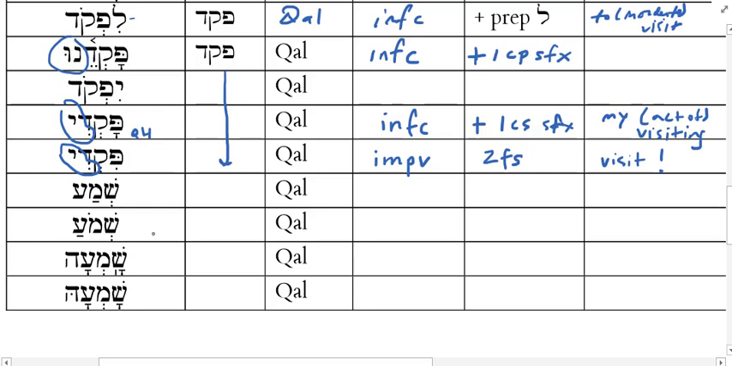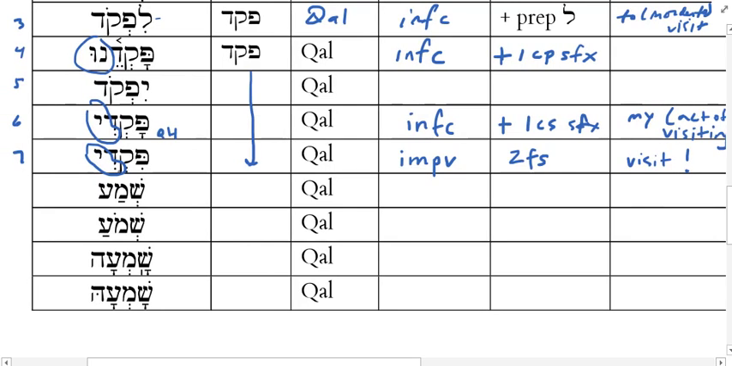Okay? So it's really important that you be able to tell the difference between these two. Let me have you look at Shema versus Shemoa. One of these is the infinitive construct and one of them is the imperative. Which is which? Number 8, is that the infinitive or the imperative? Okay, so number 8 is the imperative. How do I know that's the imperative? Yeah, it's the vowel pointing.